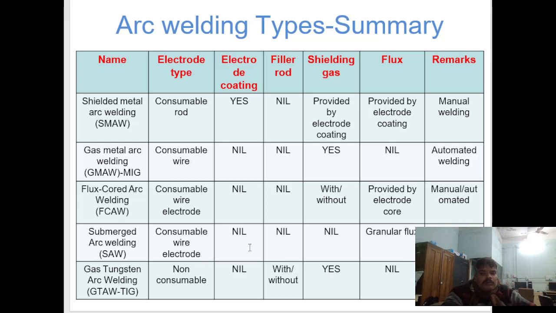consumable wire electrode, granular flux, manual or automated. Gas tungsten arc welding: non-consumable electrode, automated welding.